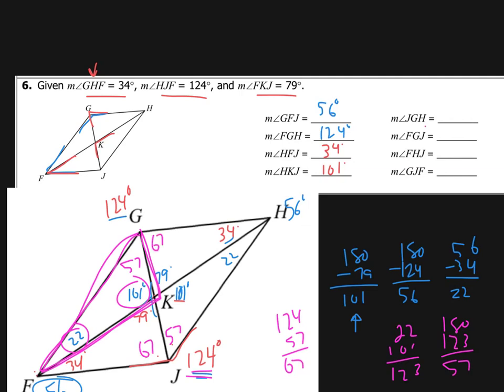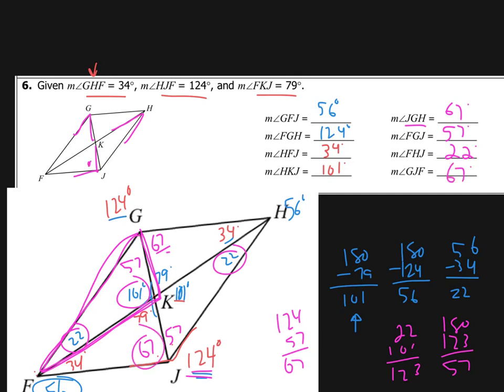Now, onward and upward, JGH again up here is going to be that 67 degree angle. FGJ is going to be right there. That's our 57-degree angle. And FHJ is going to be this little guy over here. That's 22. And GJF, G to J to F, is going to be right here, and that's 67.